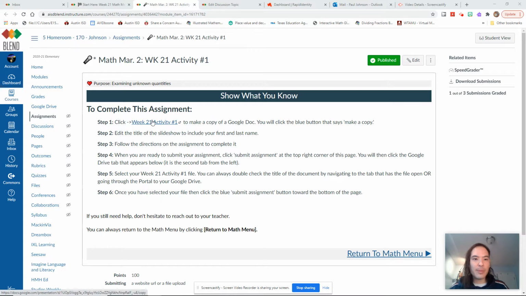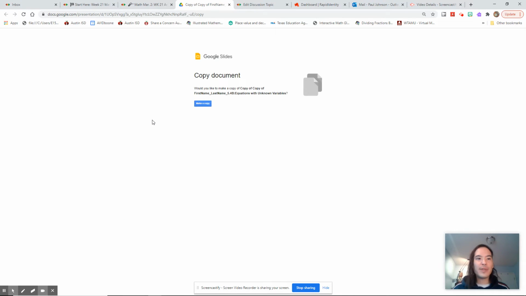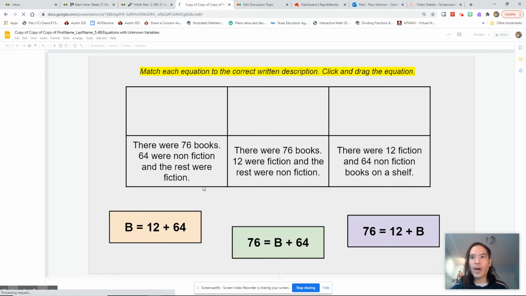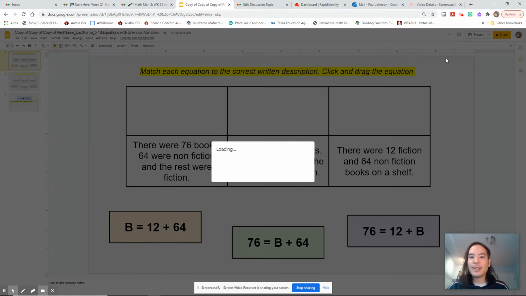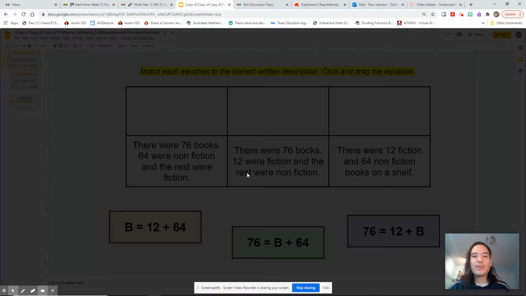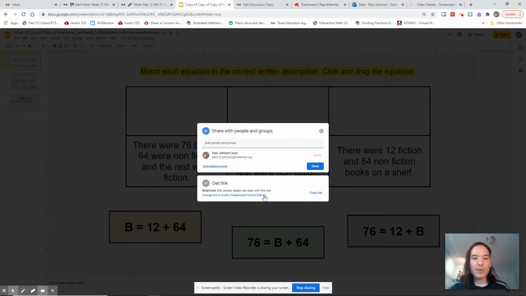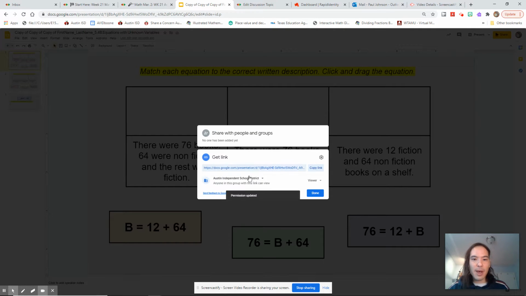All right, so go ahead and click on your Google activity. Don't forget to put them in the right shared settings. It's been a while since we've thought about that, and some assignments are starting to show up back in restricted mode. It's been a weird couple weeks, so we forget things. Make sure that it's on Austin Independent School District rather than restricted.